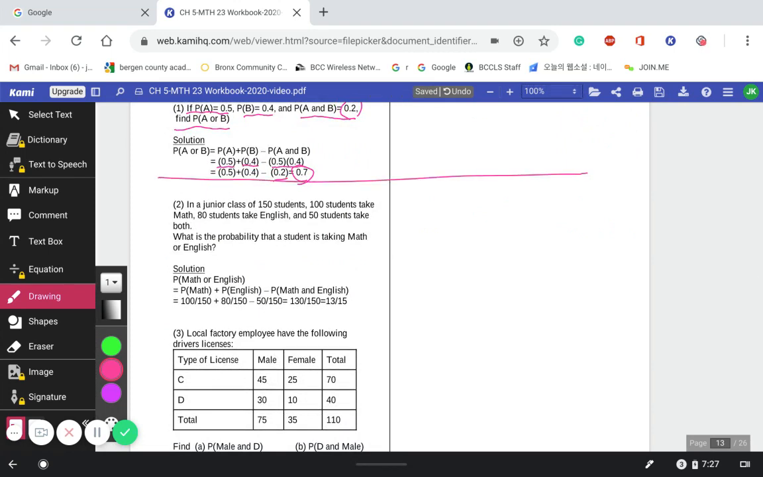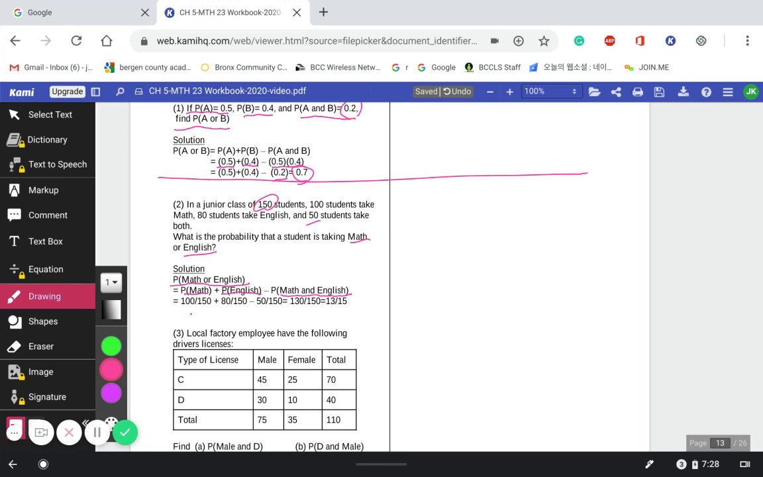In a junior class of 150 students, so the total number is 150, 100 of them take math, 80 of them take English, and 50 of them take both. So what is the probability of taking math or English? The way you find it is that the probability of math or English is the probability of math plus English, and take away math and English.